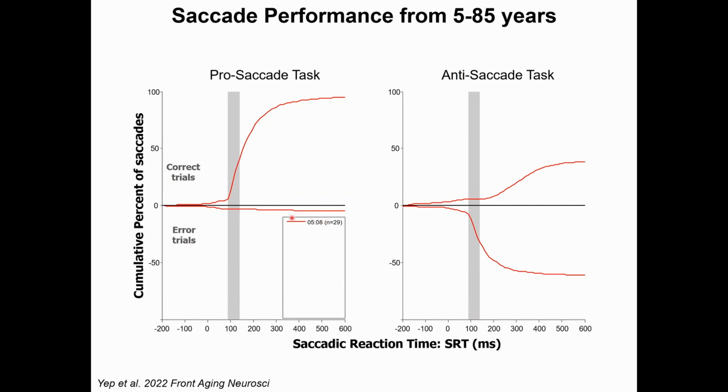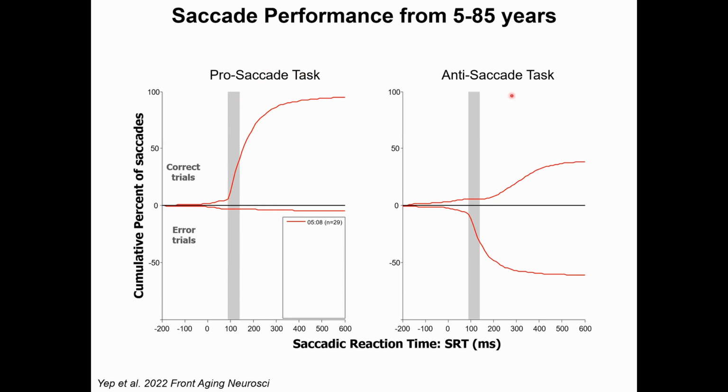This happens to be from a group of children between 5 and 8 years of age. There are 29 children in here, and thousands and thousands of saccades. This is the distribution of their reaction times when they make pro-saccades. They go from 90 milliseconds out to about 250 or 300 milliseconds. And this gray bar is the region of express saccades that I introduced before with the monkey neurophysiology. So that's the pro-saccade behavior.